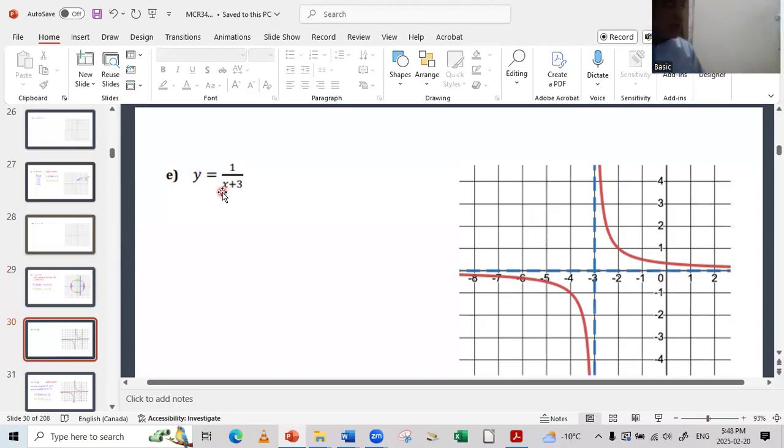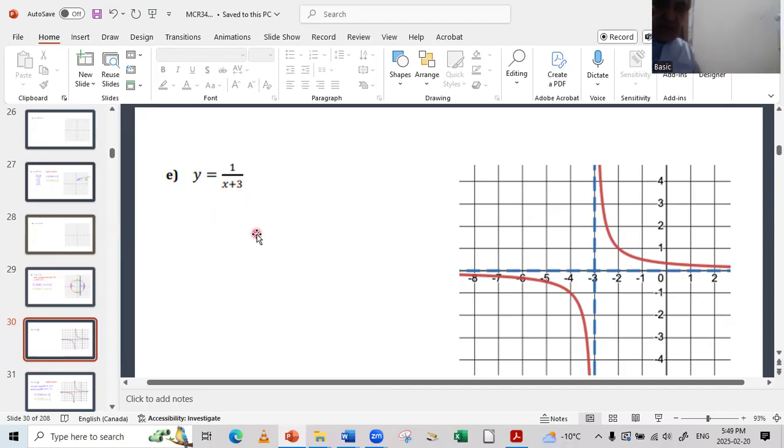So if I say like this, I just want to show you something. Of course, graphing it, we will graph it, no problem about this. But the point is, how can I decide the domain and the range for this function? If I say this is the y, y will equal 1 divided by x plus 3.